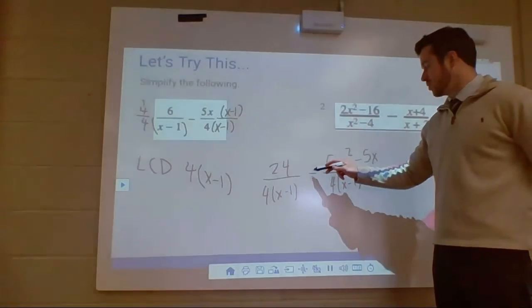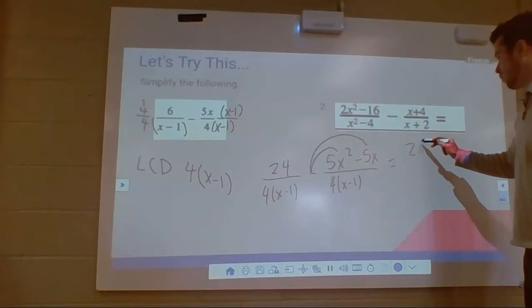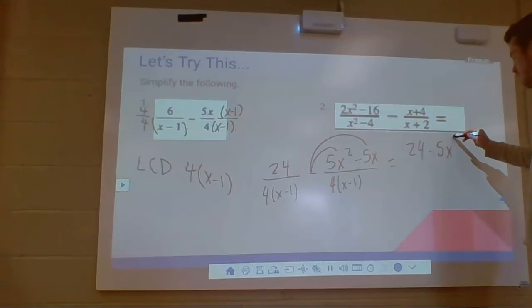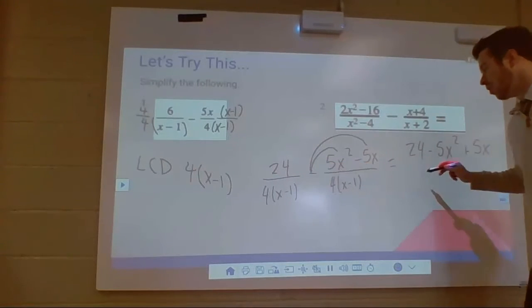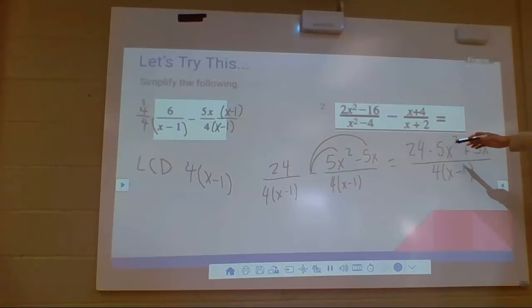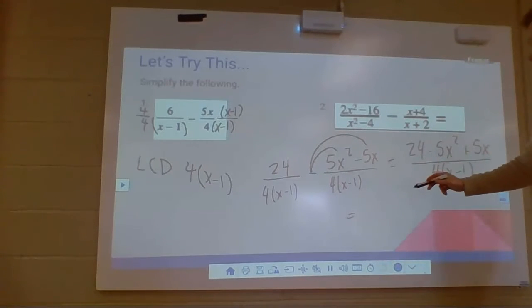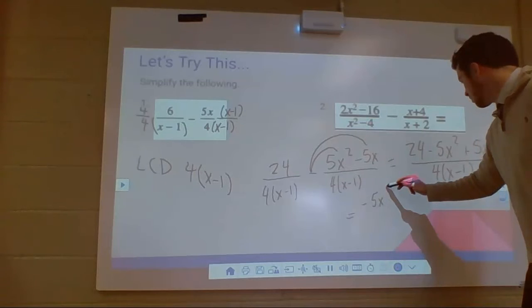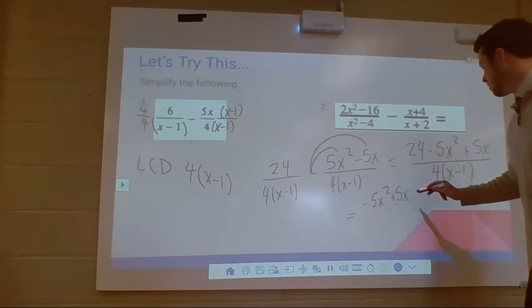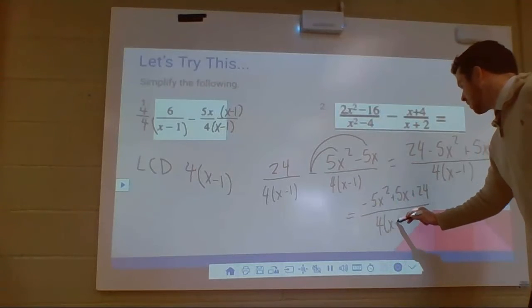Now my next step is to distribute the minus sign. So we're going to get 24 minus 5x squared plus 5x. And then what we can do is write it all on the same denominator. We can put that all in the same numerator, and then it's all over the same denominator. And then your last step can be to just write it in standard form. You say equals negative 5x squared plus 5x plus 24 all over 4 times x minus 1.